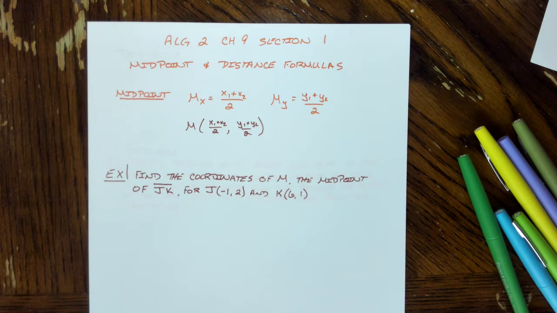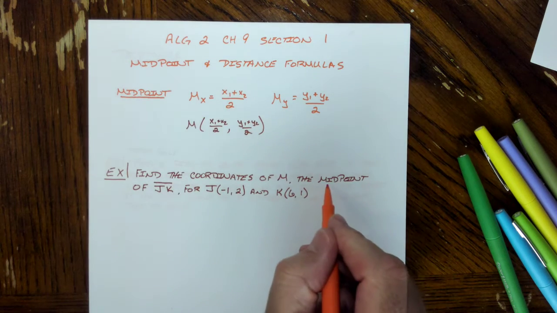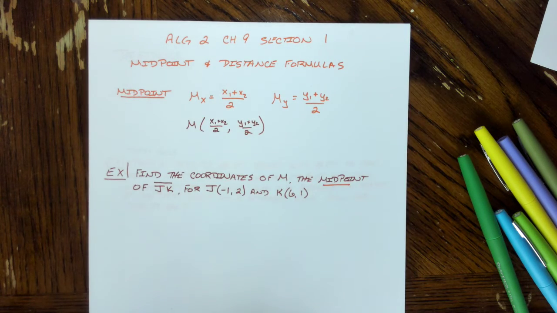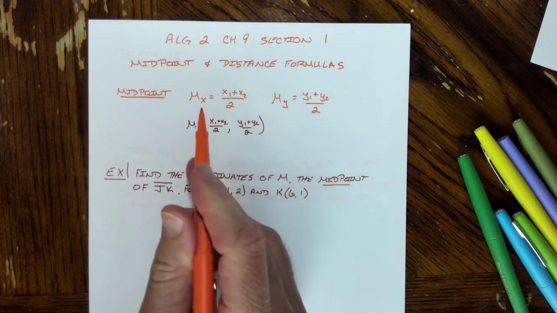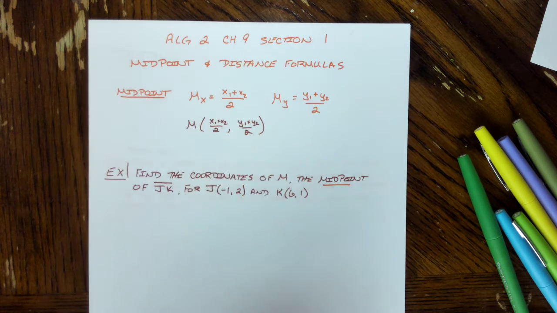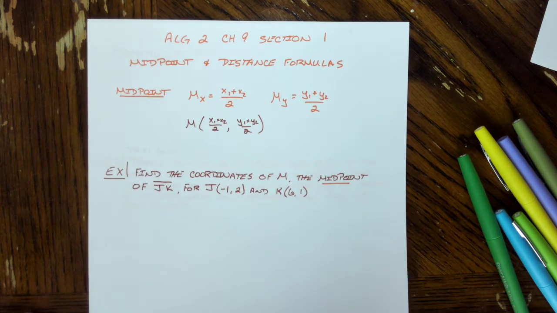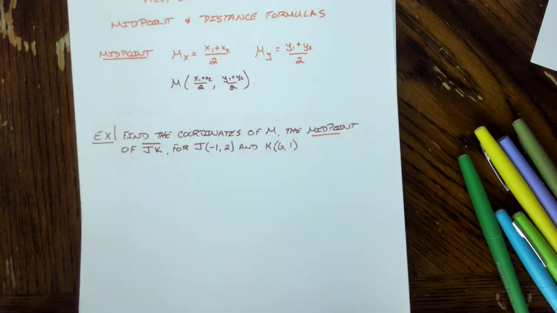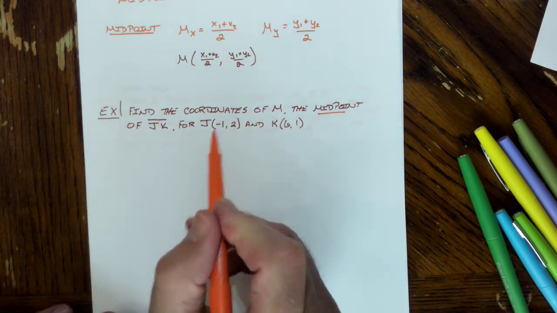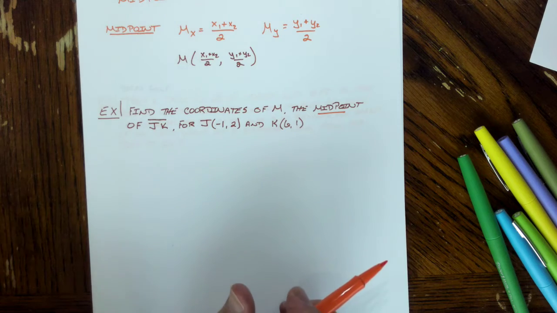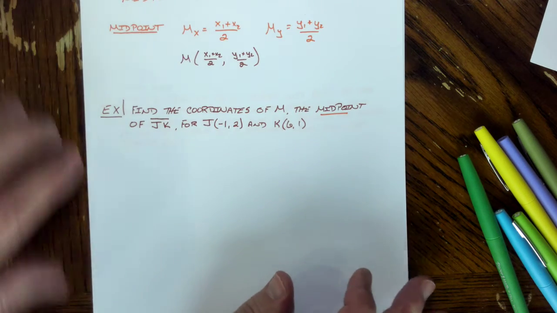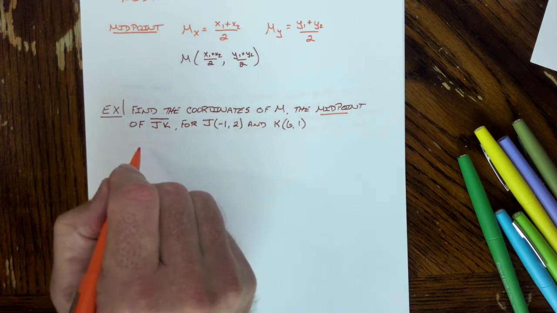So let's look at what we got here. We're going to start with this problem. Find the coordinates of M. It is the midpoint, not an endpoint. So I could use this one. If I've got to find an endpoint, I'm going to do something like that. So, and it's a segment JK. So let's look and see what we got. Doesn't matter which one we call X1, Y1, X2, Y2. Absolutely not. So I set mine up.